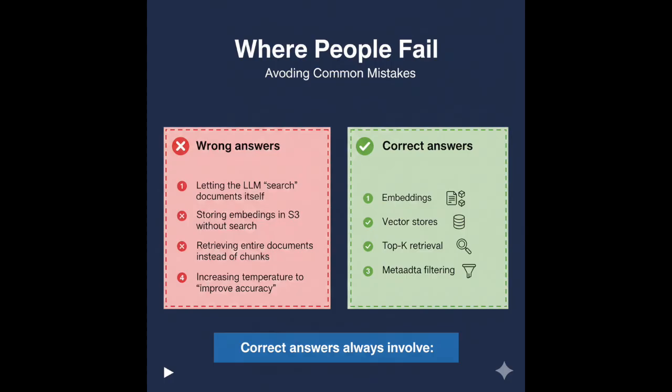Part 8, where people fail, exam traps. Here's where candidates lose marks. Letting the LLM search documents itself, storing embeddings in S3 without search, retrieving entire documents instead of chunks, increasing temperature to improve accuracy. All of these are wrong. Correct answers always involve embeddings, vector stores, top K retrieval, and metadata filtering.